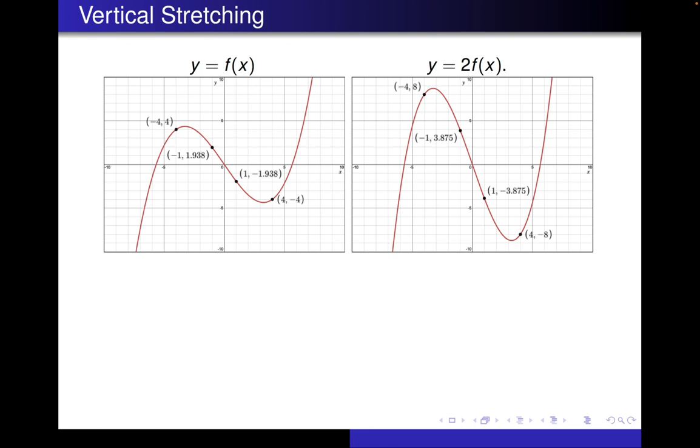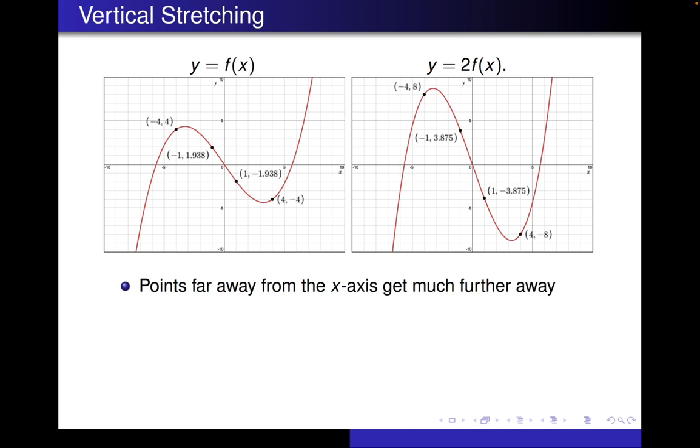So on the left we have our old graph, on the right we have our new graph. A couple of observations. First of all, note that points that are far away from the x-axis on the original graph get much farther away when you multiply them by 2. So for instance, that first point, negative 4, 4 becomes negative 4, 8, and increases by 4. And again, that's both above and below the x-axis. When we had x equals 4, y equals negative 4, that doubled to negative 8. So that got twice as far away from the x-axis.